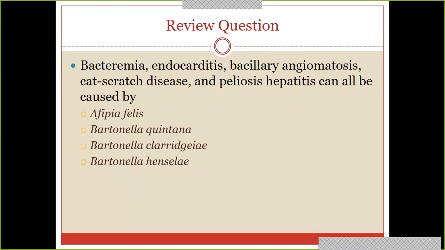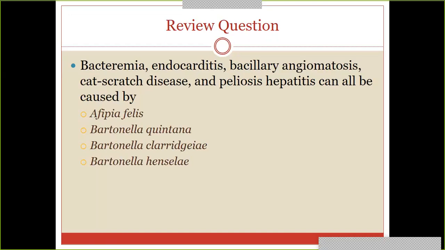Bacteremia, endocarditis, bacillary angiomatosis, cat scratch disease, and peliosis hepatis can all be caused by, and this should be Bartonella, I believe Quintana. I even forgot this one now. Don't worry about this. We didn't really cover all the Bartonellas. Maybe it's Bartonella henselae. I'm going to have to get back to you. I might have to look that up. But all these listed pretty much cause cat scratch.